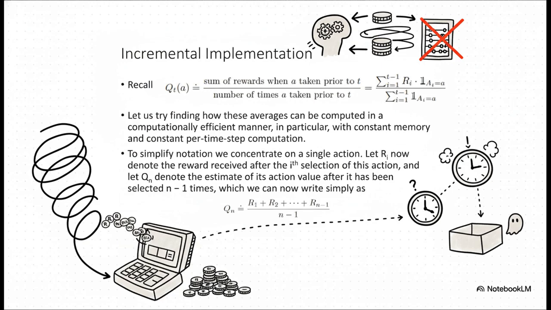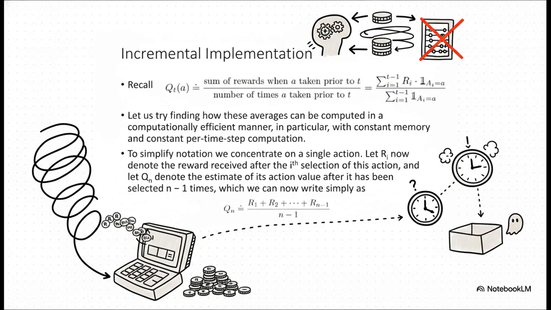Right, so let's look at our original formula again. The problem is hiding in plain sight. It's that big summation symbol on top. It means that to get our new average, Qn, we have to go back and add up all n minus 1 of the previous rewards, every single time.